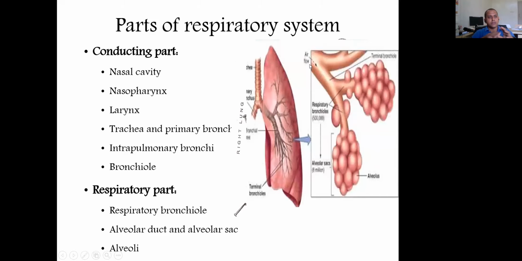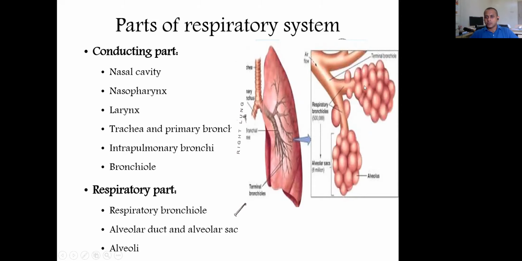The bronchioles further divide to form a terminal bronchiole. So this is one of the terminal bronchioles. Here you can see a magnified image of the bronchiole. This is a terminal bronchiole. So up to the terminal bronchiole is the conducting part. What do you understand by conducting? It is the part which helps only in the conduction of air into the lung. It is not involved in the exchange of gases. So the conducting part ends at the terminal bronchiole.